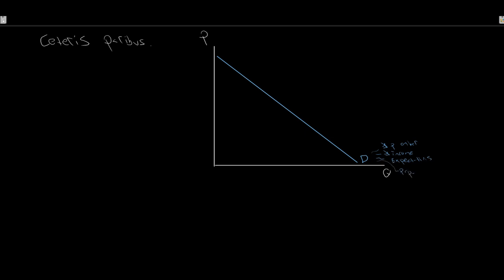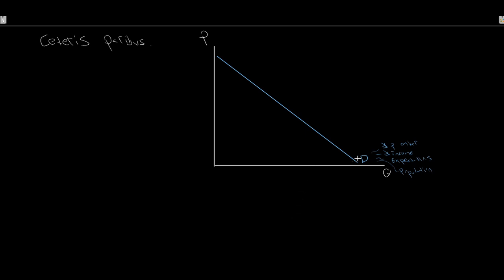Population, etc., etc., etc., right? All of our determinants of demand are fixed. They're not moving around. The only one in here that is changing is the change in own price. Outside of that, everything else is fixed.